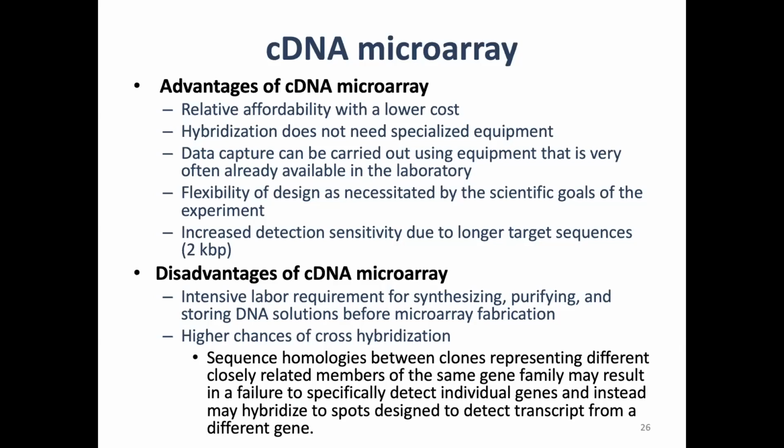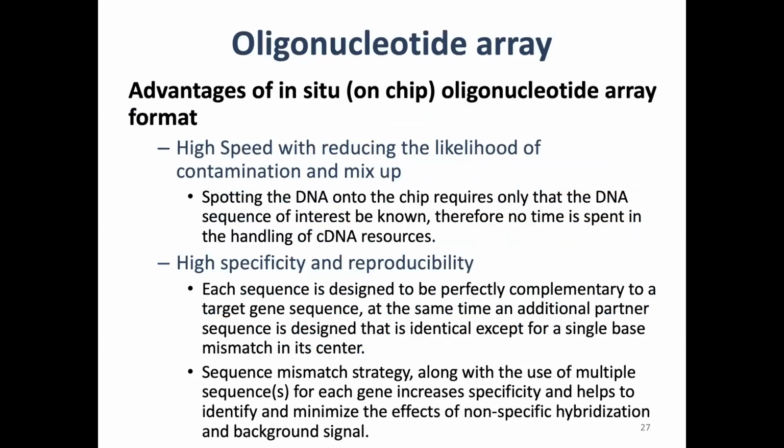So sequence homology between clones representing different closely related members of the same gene family may result in a failure to specifically detect individual genes, and instead may hybridize to spots designed to detect transcripts from different genes. So cross hybridization is possible in this kind of study.